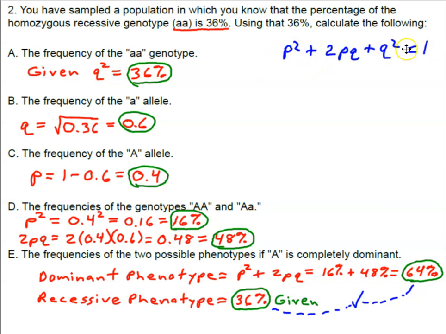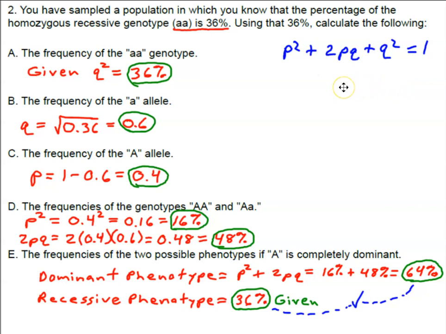And by the way, I would recommend that you write the equation on every problem, just to remind you of what you have to work with. And something else that you might want to add is the equation P plus Q equals 1, because all these frequencies are relative. So the allele frequencies are relative to each other.